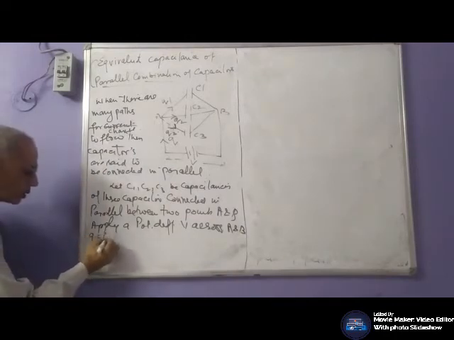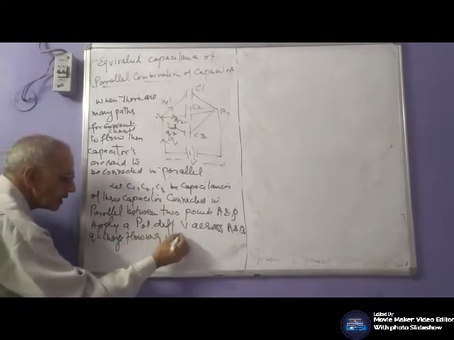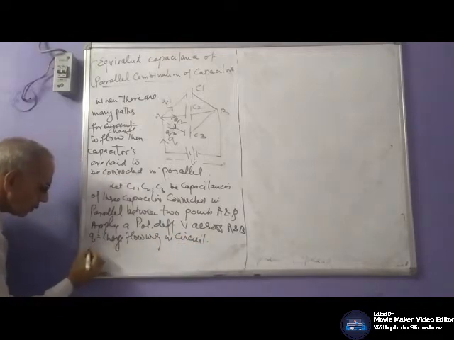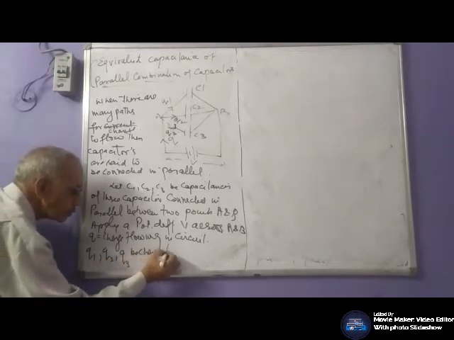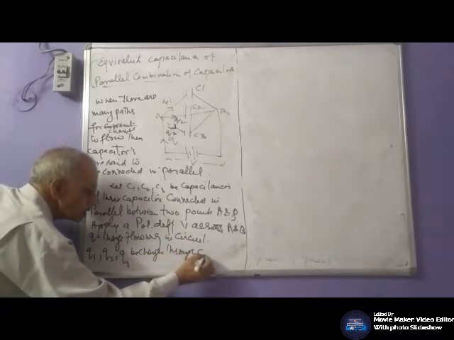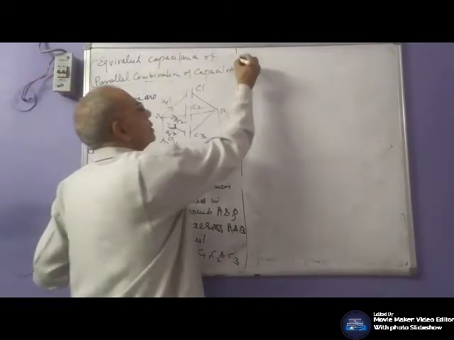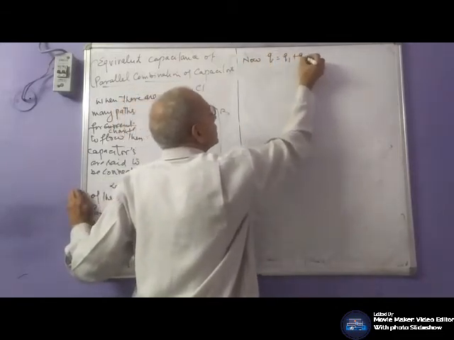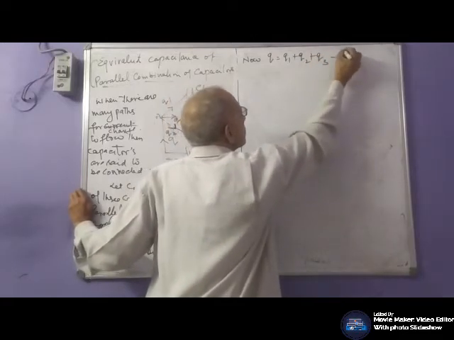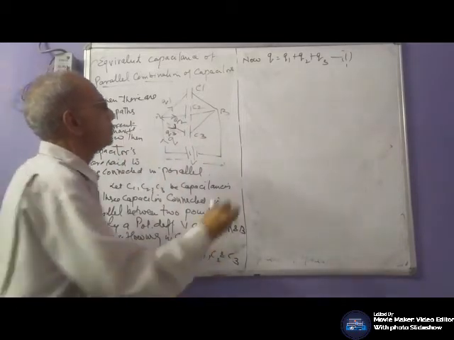Q, charge flowing in the circuit. Q1, Q2, Q3 are the charges through C1, C2 and C3. Now Q1 plus Q2 plus Q3, number 1. This is charge Q. It is distributed in these 3 charges.